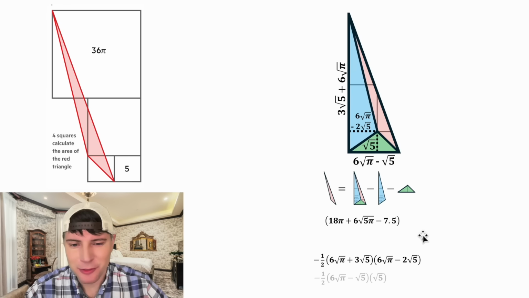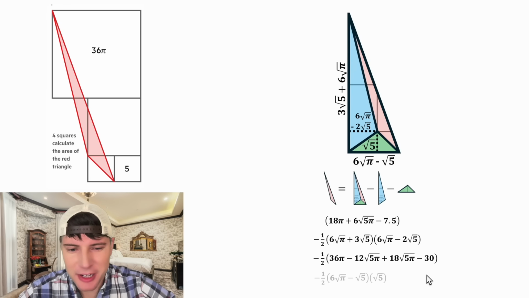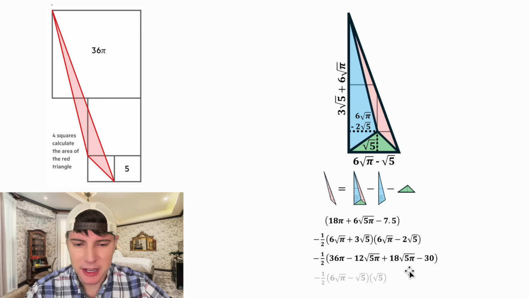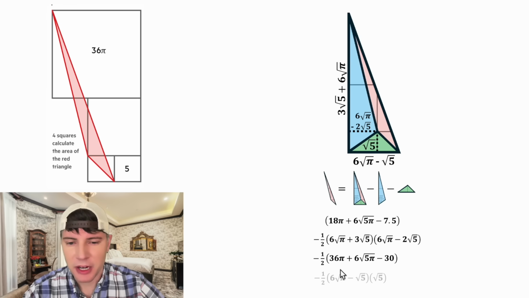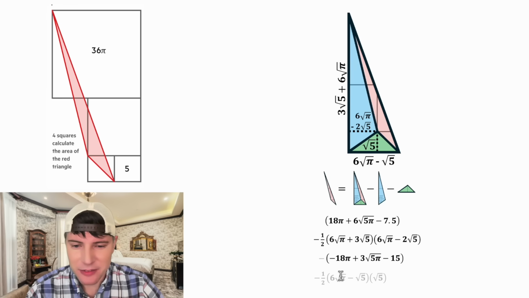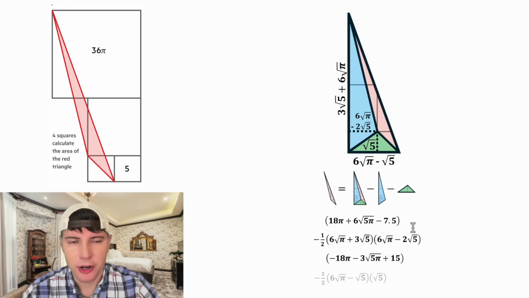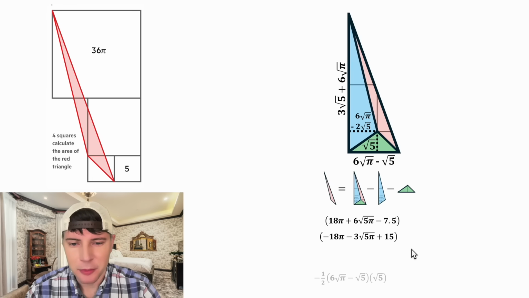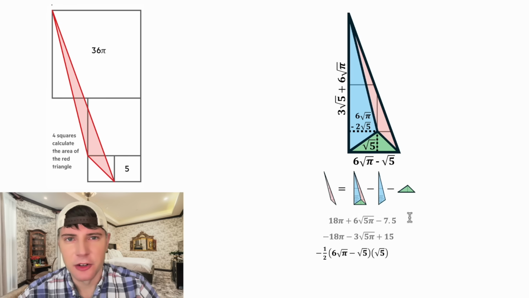And we can do the same thing for the second one. After we multiply it out, it looks like this, and we can combine like terms. This negative 12 root 5 pi and 18 root 5 pi is 6 root 5 pi. And we can distribute the 1/2 to make this 18, 3, and negative 15. And we can also distribute the negative to make it negative 18, negative 3 root 5, and positive 15. Now this is the area of the blue triangle simplified. And let's bring it up here. We're not going to need these parentheses, and let's do the last one, the area of the green triangle.